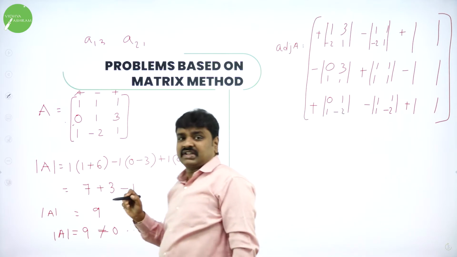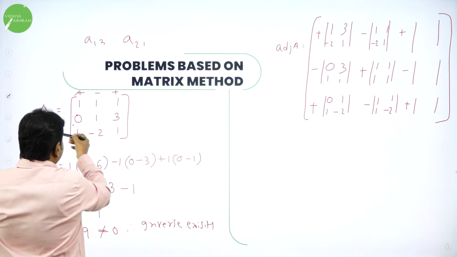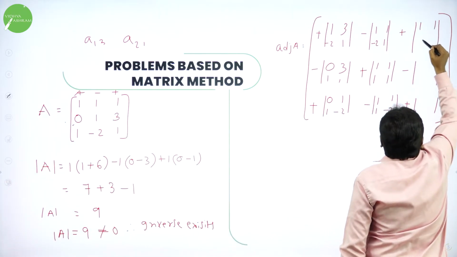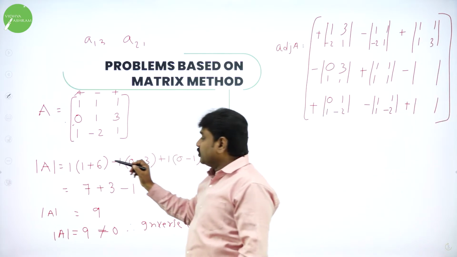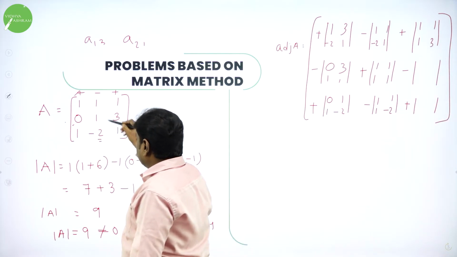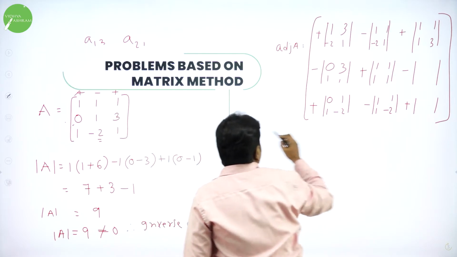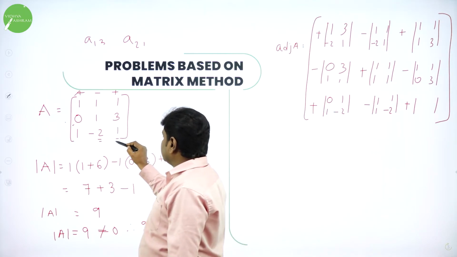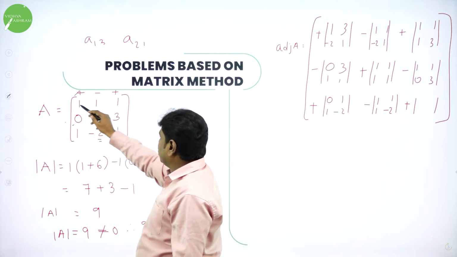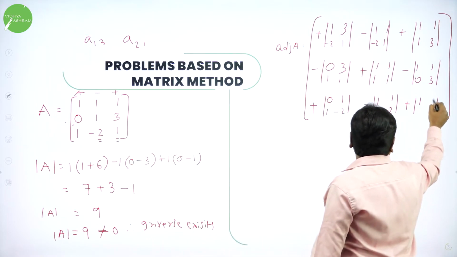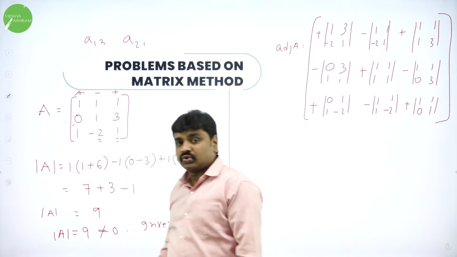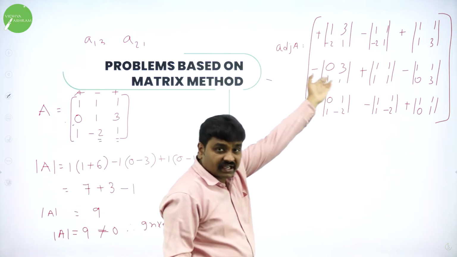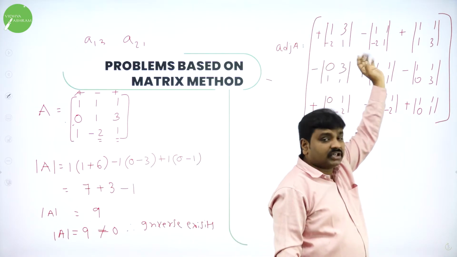Then A31. A31 means third row first column. You leave it: 1 1 1 3. Then A32: third row second column. Leave the third row and the second column. You will get 1 1 0 3. Then the last element A33: leave the third row and the third column, you'll have 1 1 0 1. I hope all of you understood what I have done. For the first row I wrote in the first column, for the second row in the second column, for the third row in the third column.